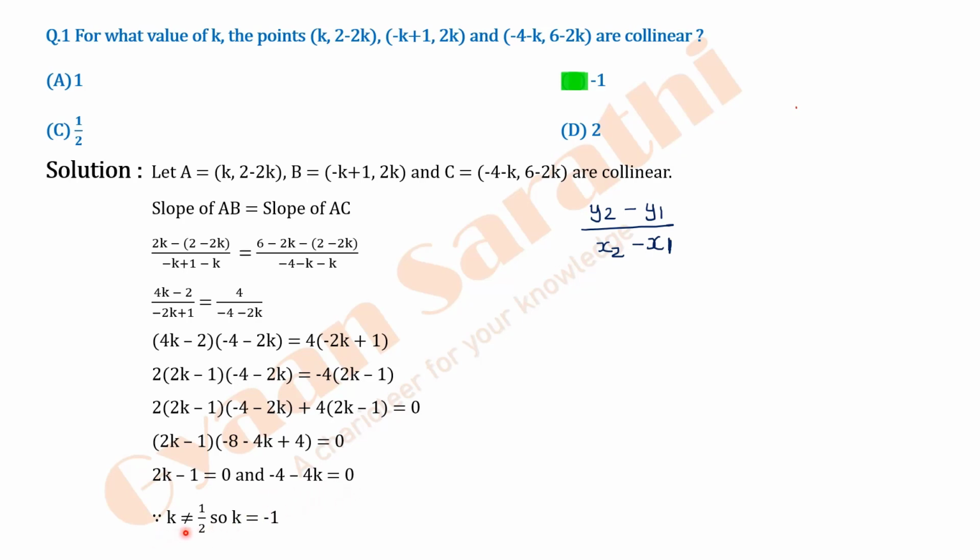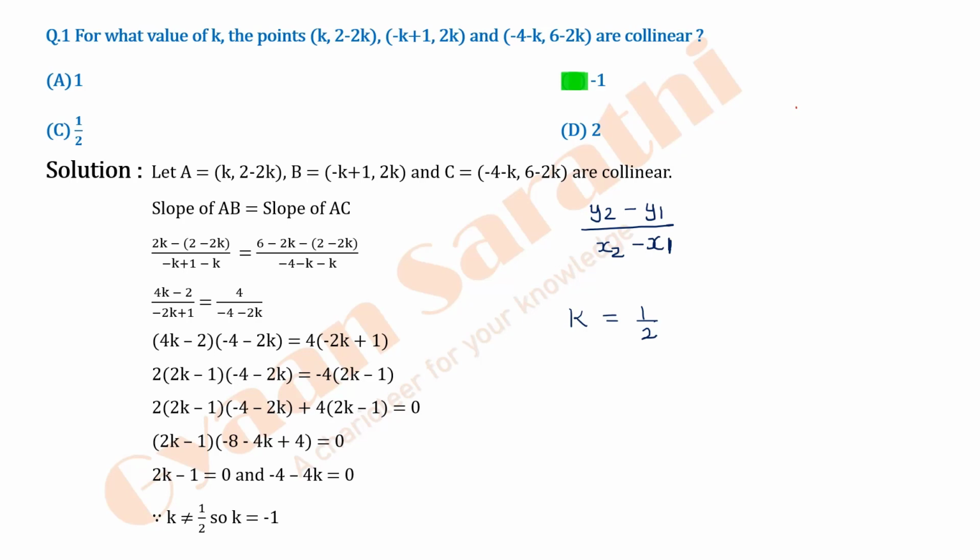So from here I get k is equal to 1 by 2 and k is equal to minus 1. Now I cannot take k is equal to 1 by 2 because in that case the slope of AB won't be defined. Here see, in the denominator of the slope of AB, we have minus 2k plus 1. If I put k is equal to 1 by 2, this becomes 0.